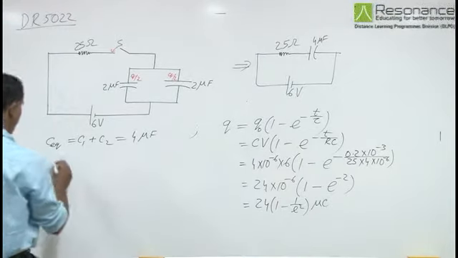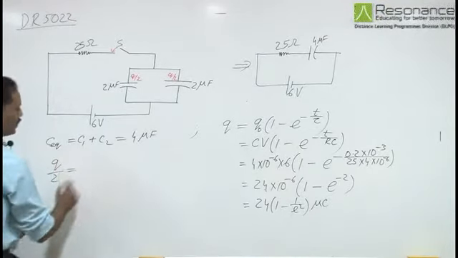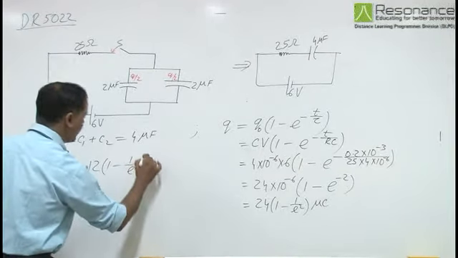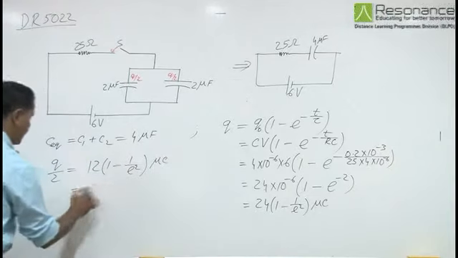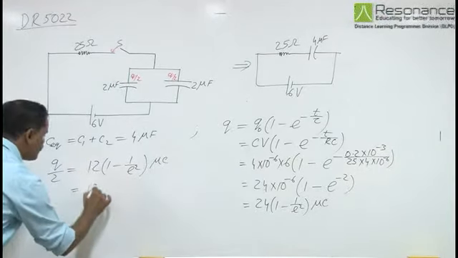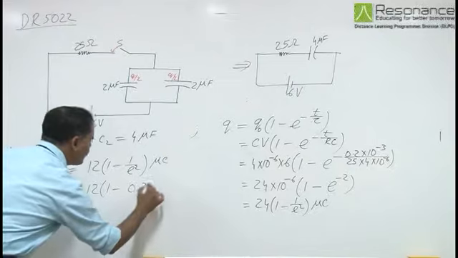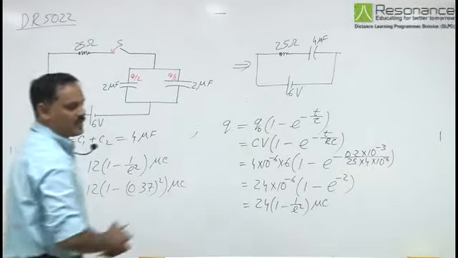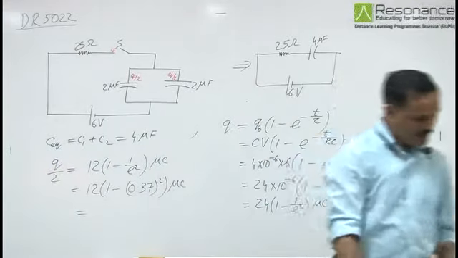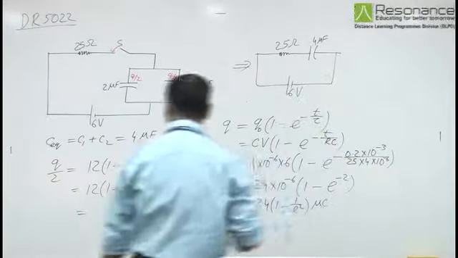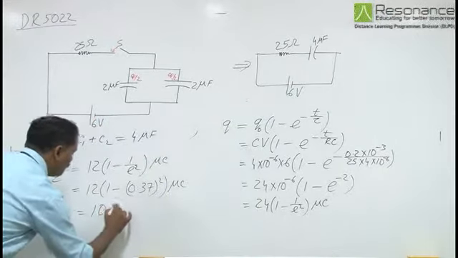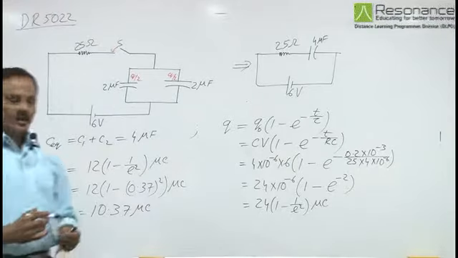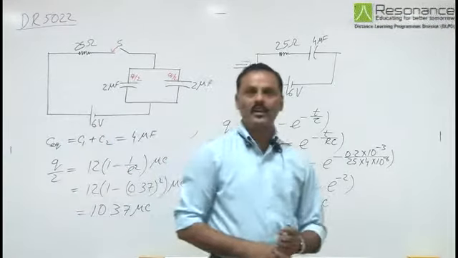So charge on each capacitor, Q by 2, is equal to 12 into 1 minus 1 by e square microcoulomb, and if we put the values, 12 into 1 minus 0.37 square microcoulomb, and this gives us the answer to be equal to 10.37 microcoulomb. So this is the amount of charge on each capacitor after 0.2 millisecond.